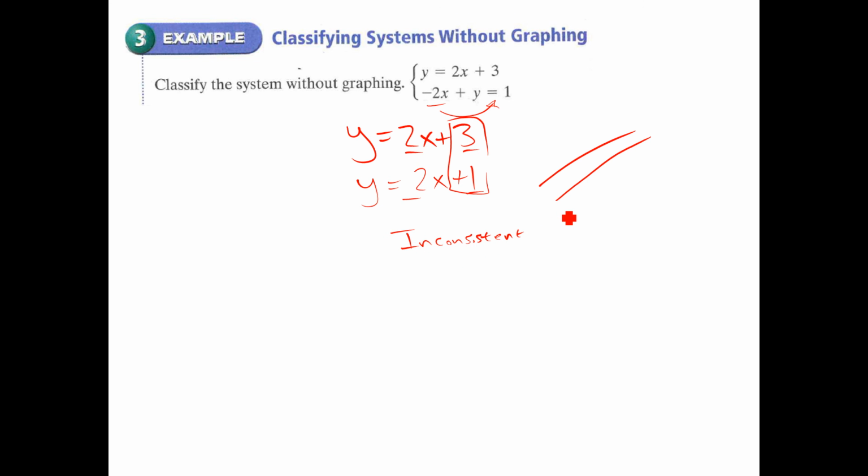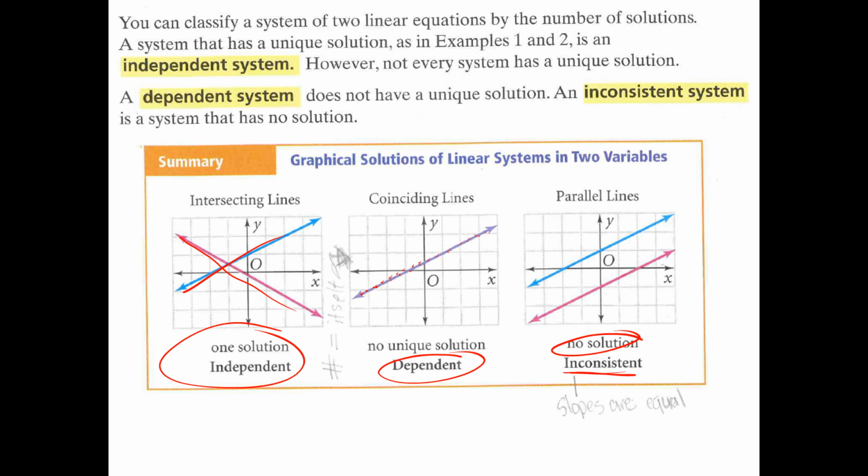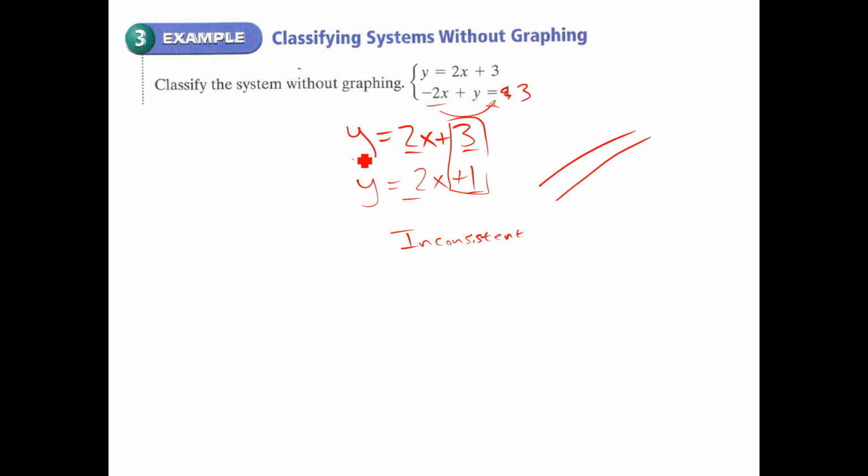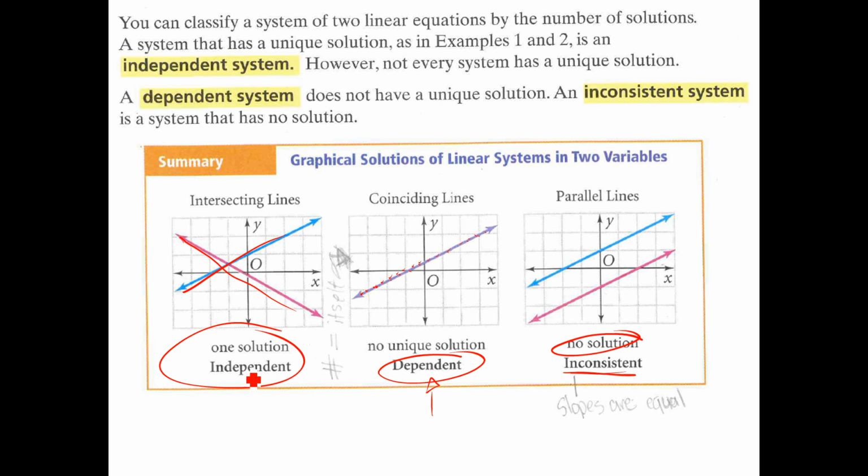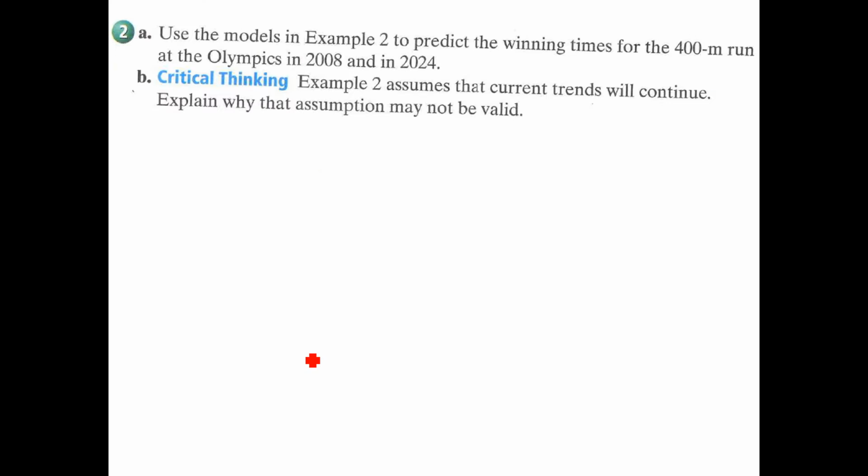Now, if the two equations are exactly the same, so if this was a 3 to start with, we would say that they're the same line. So we're going to call those dependent. And if in any case either the y's or the x's, like 1x versus 2x's, if at any time they weren't the same, then we're going to say it's an independent solution. Okay? Now, the one exception to that is if they're multiples of each other.